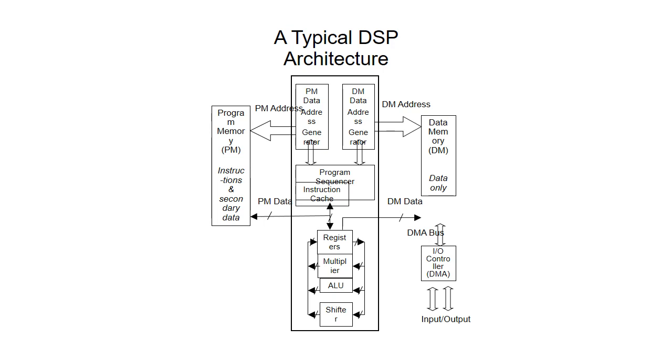So PM means program memory, and DM means data memory. For both we have the address generator. After the generator, it will be passed into the program sequencer.